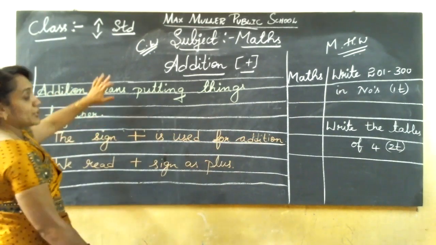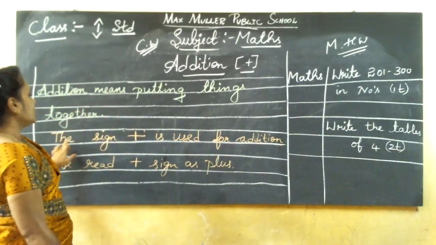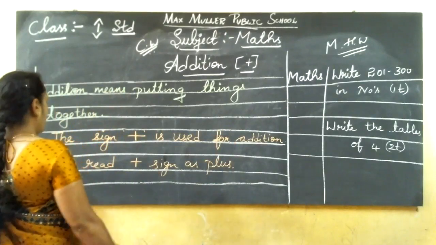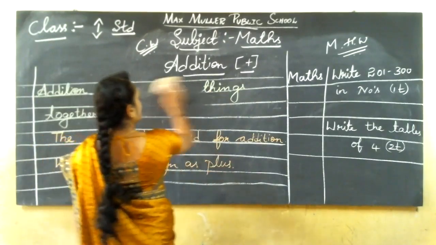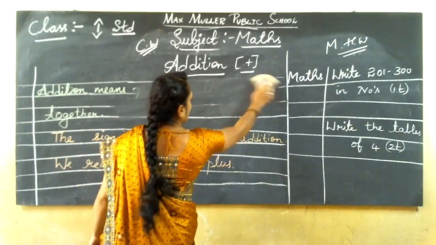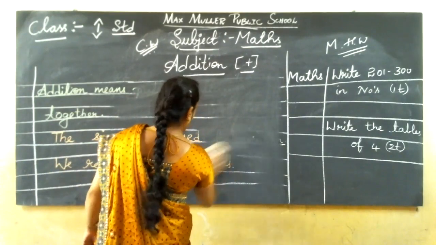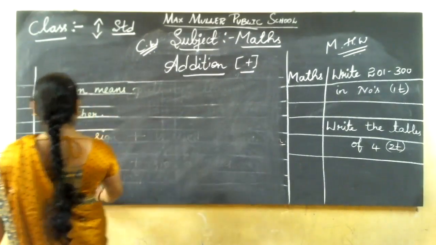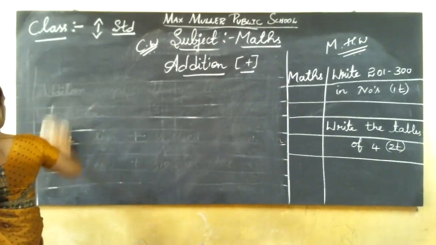But you have to write in the classwork, children. Addition means putting things together. The sign plus is used for addition. We read the plus sign as plus. Understand? After writing this, continue down in the next line. For me, there is no place, that's why I am erasing this. After you write, keep the next line ready for addition.